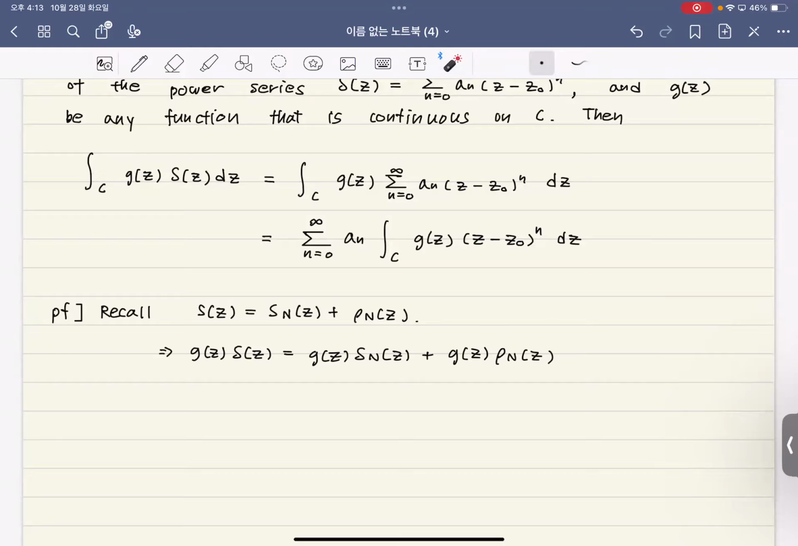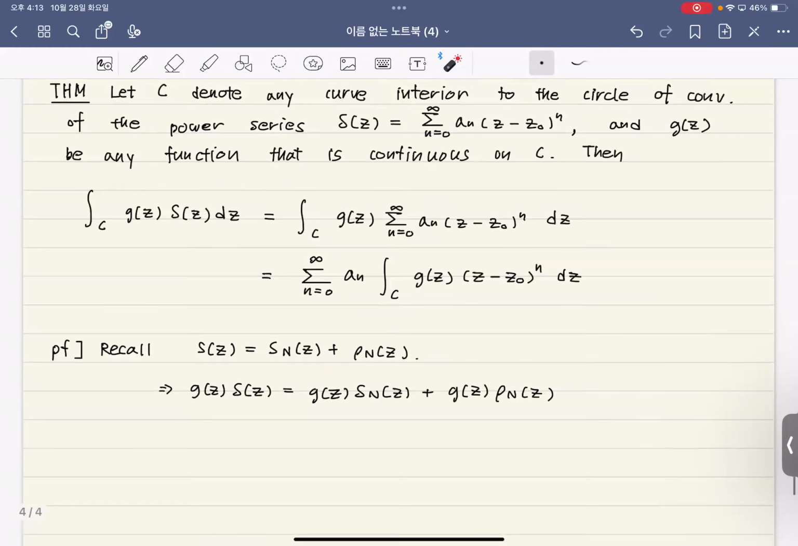Okay, let me talk about these functions. This is continuous, this is continuous, and this is a polynomial, so this is automatically continuous. These two are continuous functions on this curve C. Therefore, g of z times the remainder must also be continuous on this curve C. So talking about the integral of this is completely justifiable.